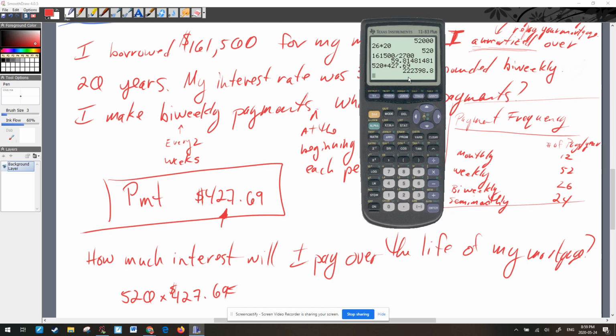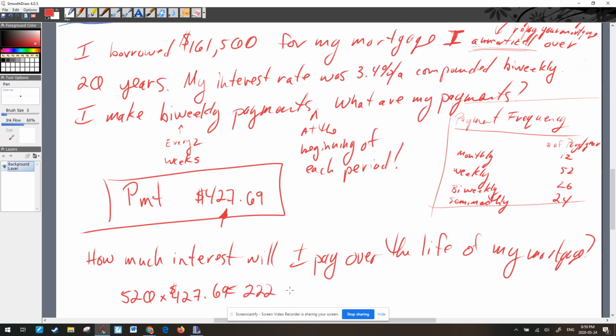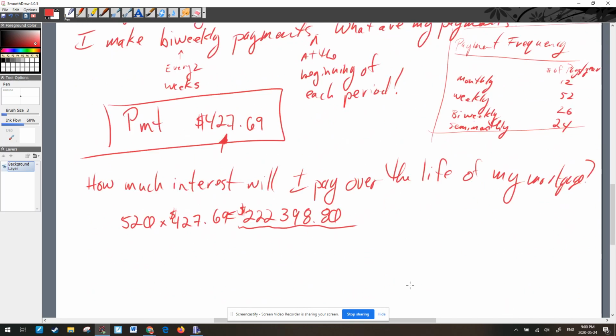Okay. So I make a total payment to the bank overall over the life of my mortgage. I pay $222,398, and I believe there was 80 cents at the end. So this is how much I pay the bank in total. That is the total number of dollars that over the 20 years I pay back to the bank. But my mortgage, I only borrowed $161,500. So the difference there is how much interest I paid.